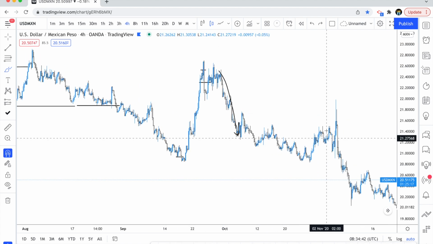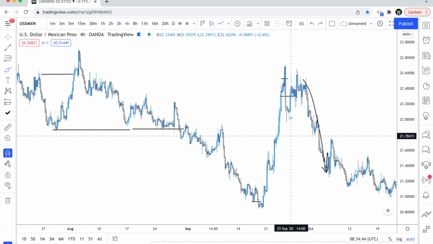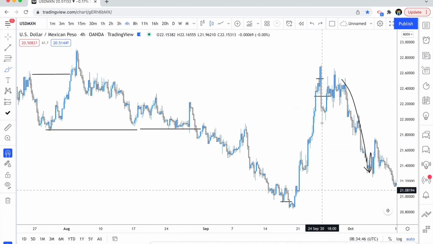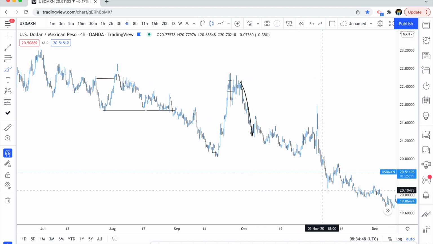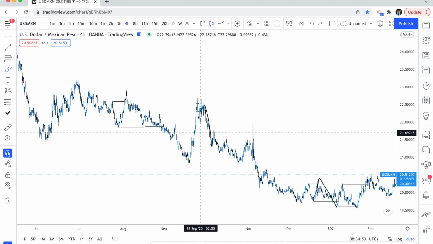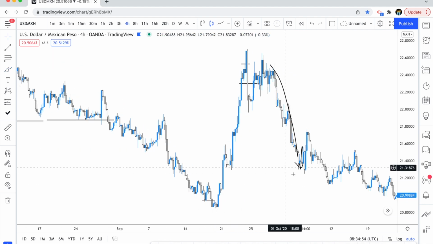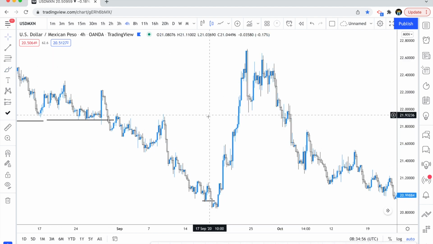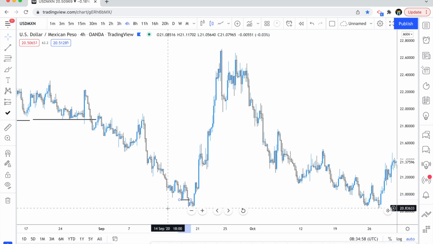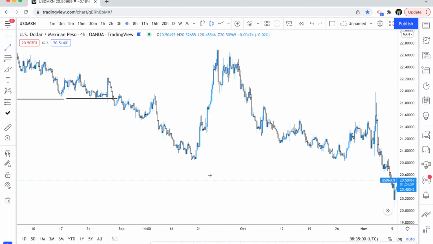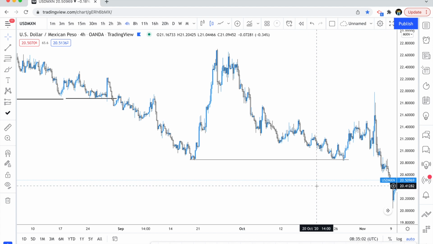So let me make this a little more cleaner for you guys so you guys can check it out. Oh, come on. Here we go. Oh man. An easier way would just be to clean this out and do that. Alright, so here's our first break of structure right there.